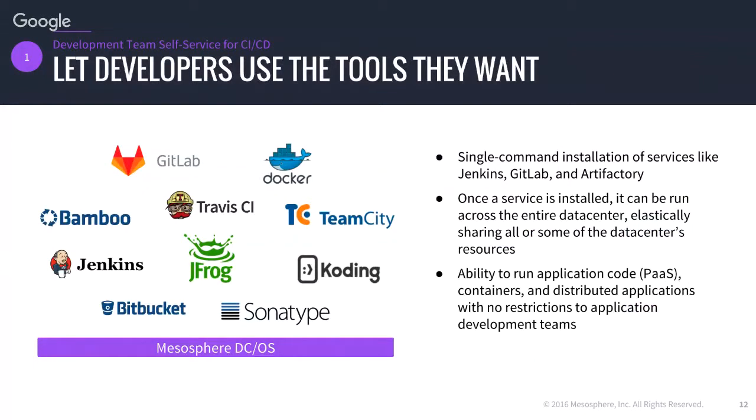The nice thing is you can do this via a single command line or a click. Once the service is installed, it can be run in the entire data center, because we treat the whole data center like one giant machine. So we're sharing all the resources underneath. So whether you have big workloads, stateless workloads, stateful workloads, all of those workloads are running on the same cluster in the same data center or across multiple data centers.